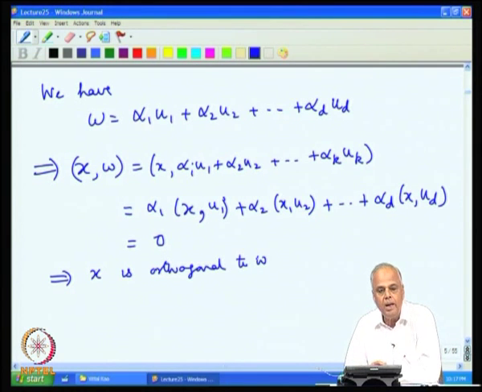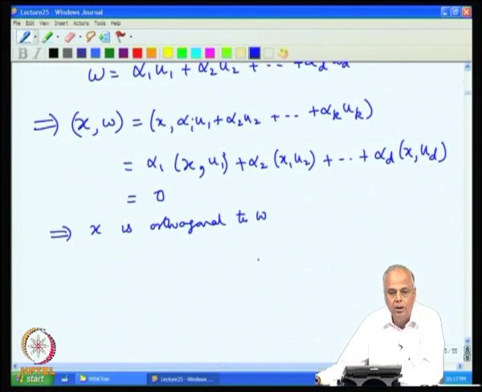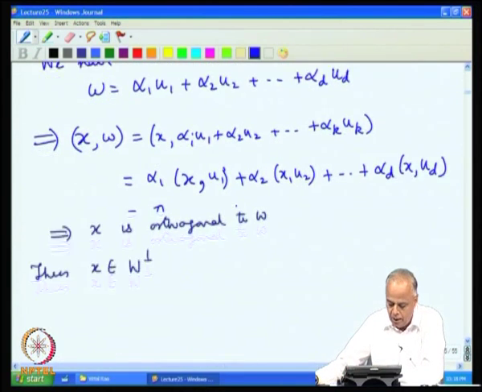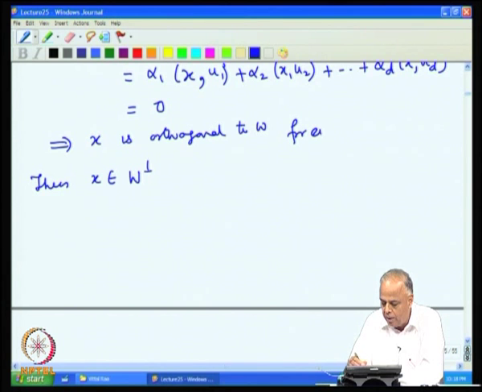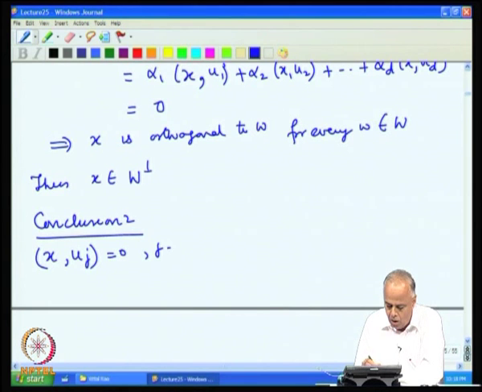So, what it says is that the moment something is orthogonal to all the basis vectors, then it is automatically orthogonal to all the vectors. Thus, x belongs to W perp. This is true for any w, and therefore x is orthogonal to w for every w in W. So conclusion 2 is, if we start with the fact that x is orthogonal to all the basis vectors, then that implies x is in W perp.